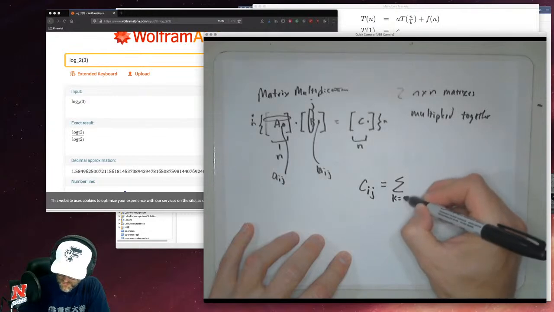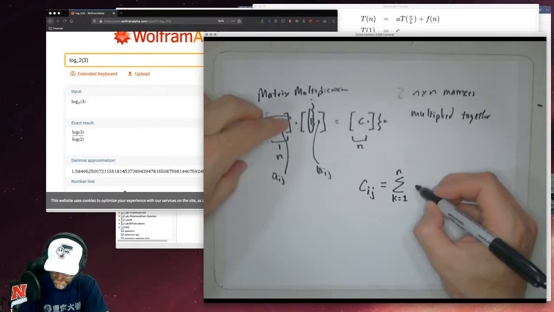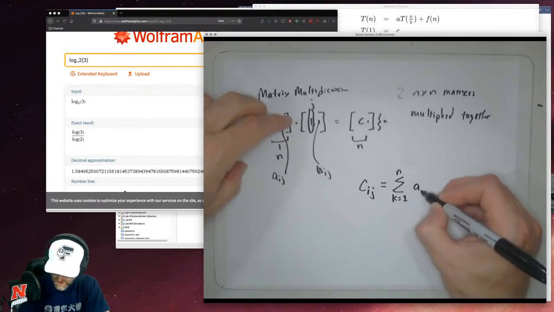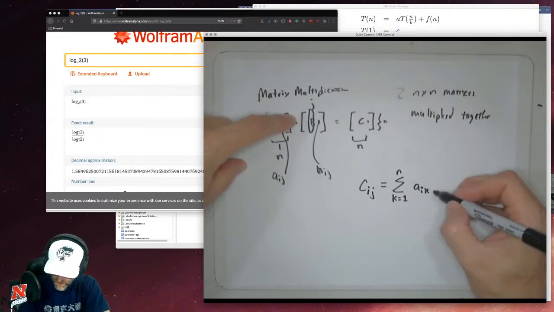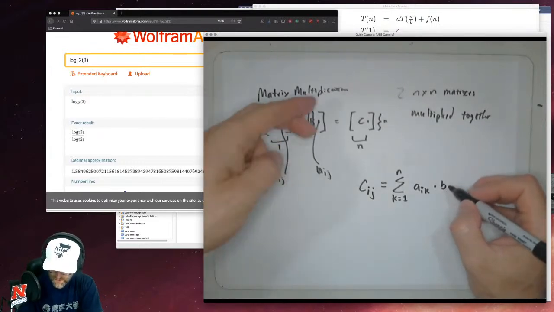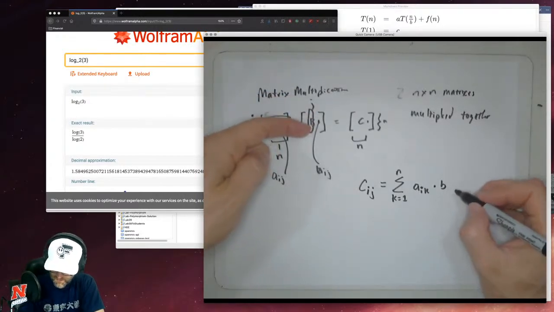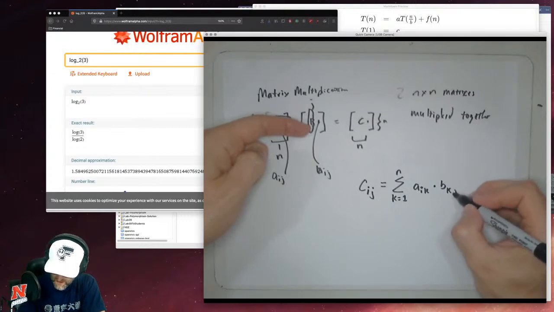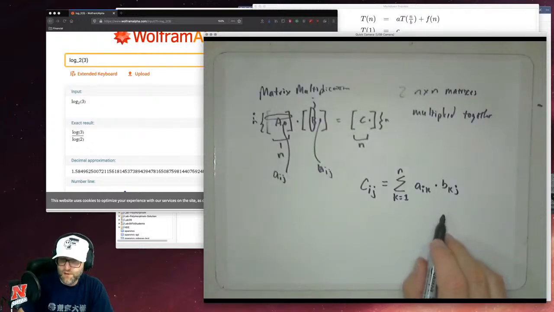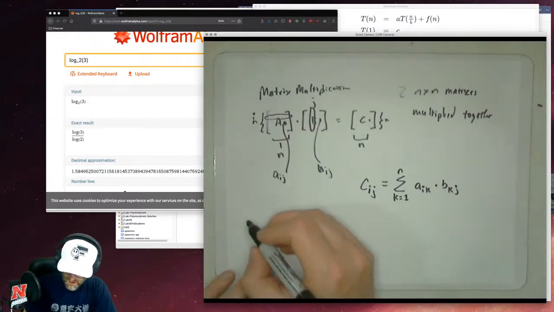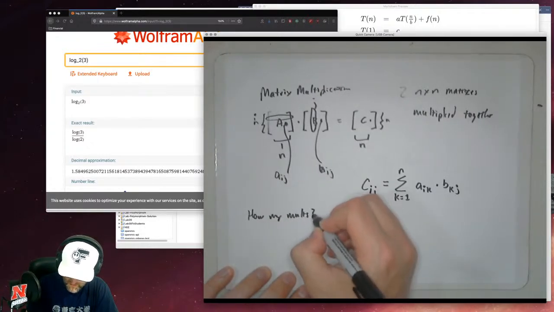Running from 1 up to n, you take the elements in the ith row, so a sub ik, with k running over each one of these elements, and then you multiply it by b sub kj, with k running from 1 down to n from the top to the bottom. And then j. All right, this is the jth column over here. That's the straight up definition there. So how many multiplications? How many additions?